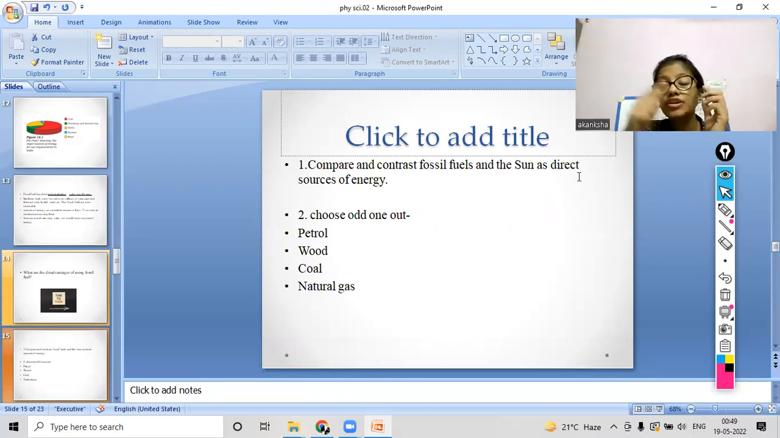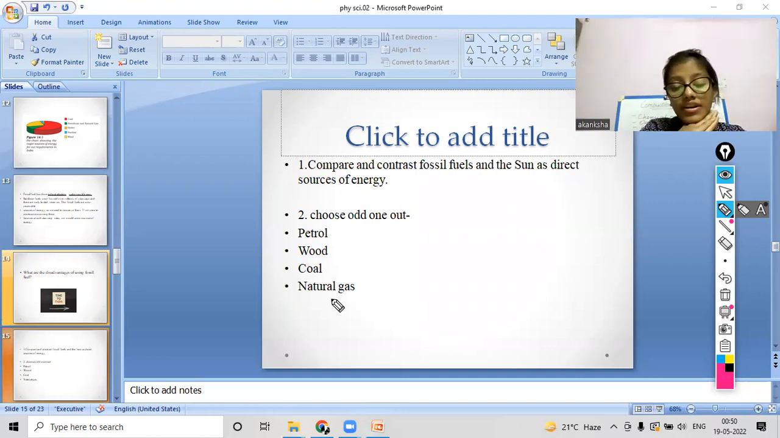You have to write your answers in the comment box below. Till then, we will come to the next question. You have to choose the odd one out here, right? Which one is the odd one out? Petrol, wood, coal, or natural gas?